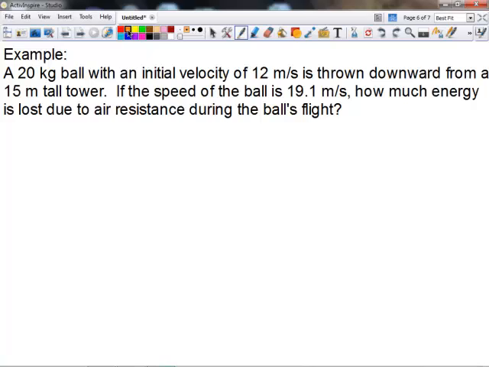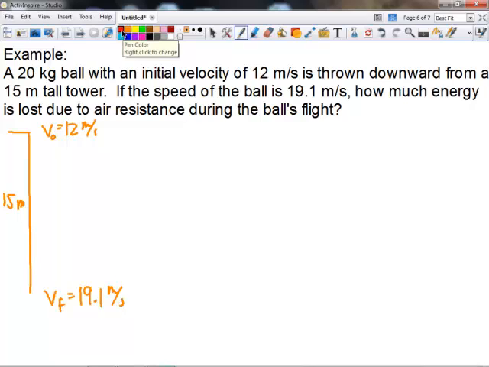So the first thing I'm going to do is draw a diagram and try to determine what kind of energy I have here. So I have a 15 meter tall tower. My ball up here has an initial velocity of 12 meters per second. And down here it's going to have a final velocity right before it hits the ground of 19.1 meters per second. So let's think about this for a second here. It starts off with some height. So we know it's going to have some initial potential energy. It starts off moving. So it's going to have some form of kinetic energy initially.